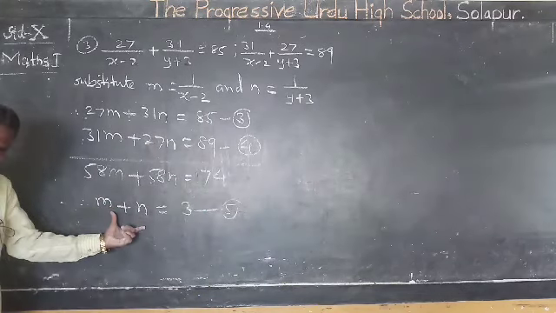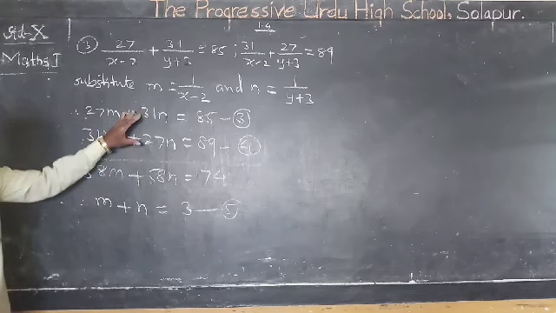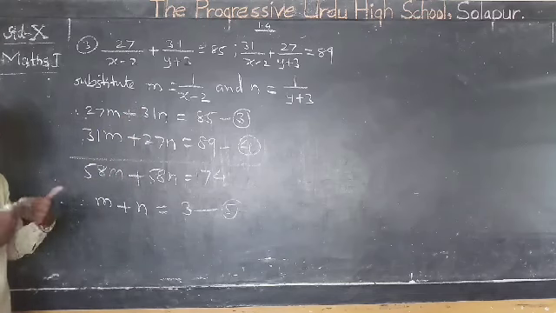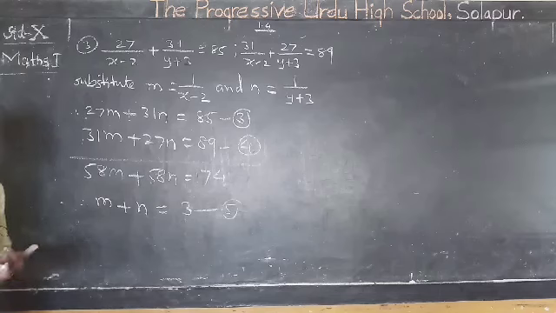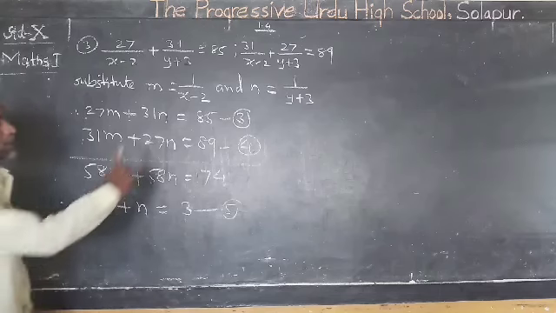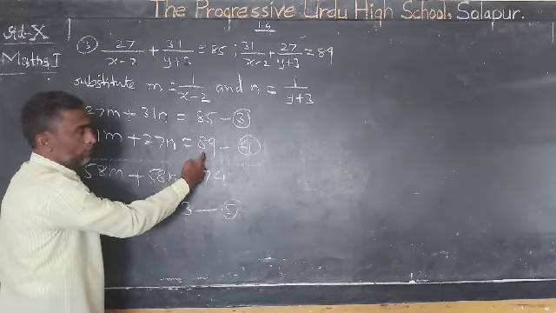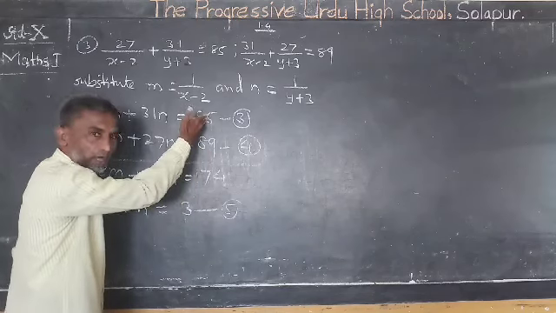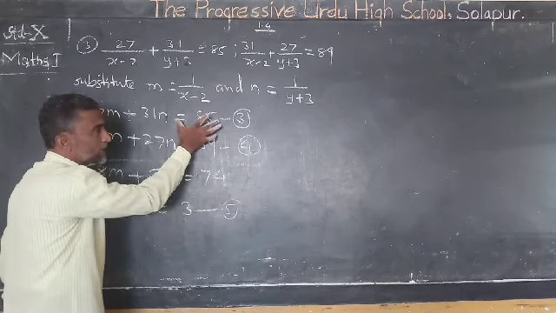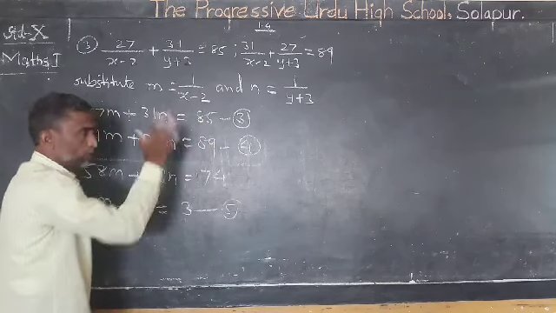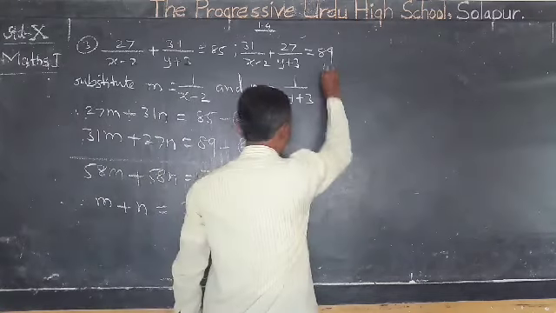How did we get this equation? We have added 3 and 4. Now, we want to get another simple equation. What should we do? Subtract 3 from 4, because 89 is greater than 85. Therefore, subtract equation number 3 from 4. So, first write equation number 4 here.